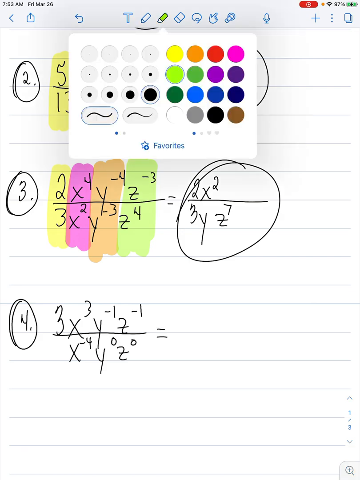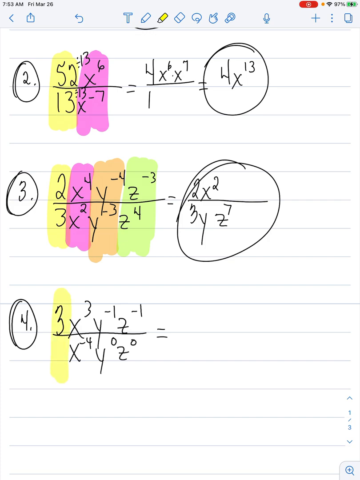So first, looking at our coefficients or our big numbers up front, I don't need to simplify anything because the 3 just goes on top. The 3 just goes on the top. There's nothing on the bottom.